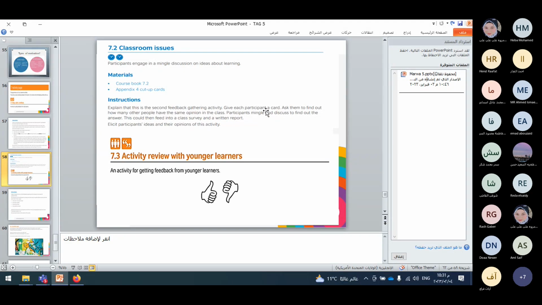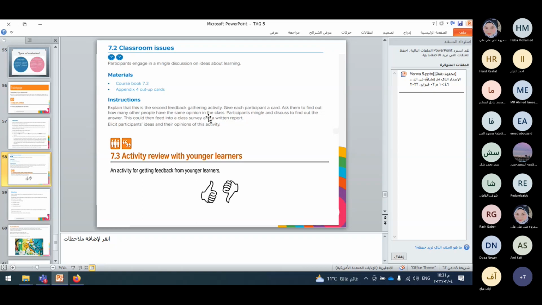Give each participant a card. Ask them to find out how many other people have the same opinion in the class. You ask them, did you like the lesson? Are they with you? Do they have the same opinion? And they write the names of people who have the same opinion. They get up and start walking around the class and speak together and discuss to find out the answer.